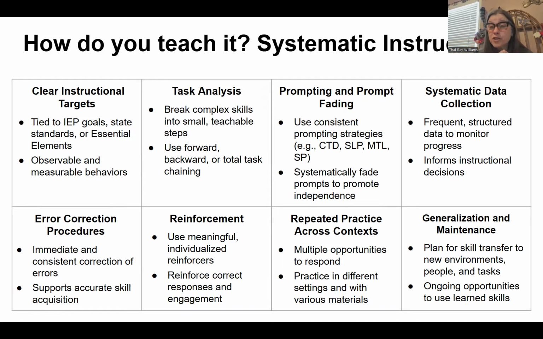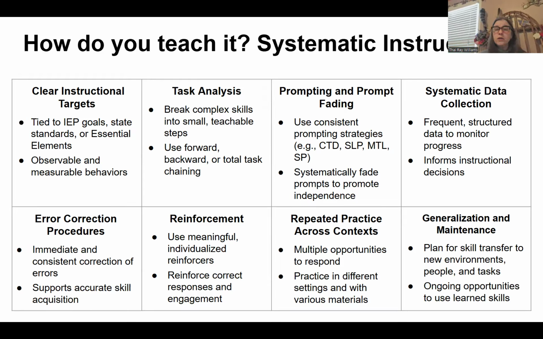Because really what we want is generalization, right? We don't want our students to only be able to perform these skills in our class. We want them to be able to go out into the world anywhere and perform those skills. So in order to generalize, we have to plan for that skill transfer to new environments, people, and tasks, which is why, going back to the step before, you're going to have repeated practices across different contexts, because that is how we support that transfer of skill and that generalization.